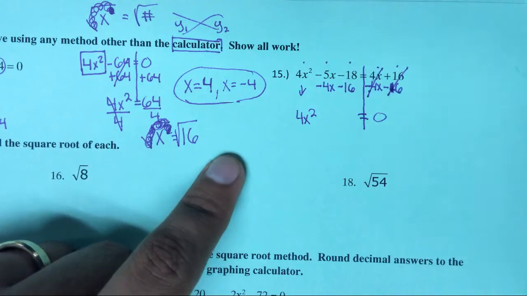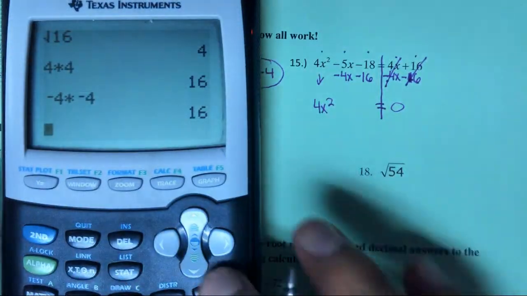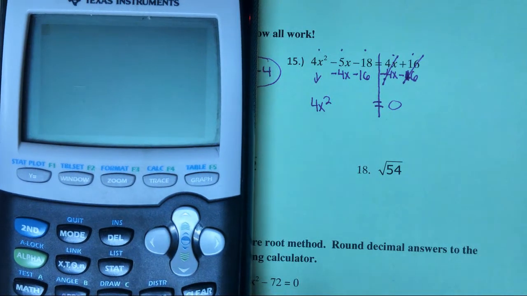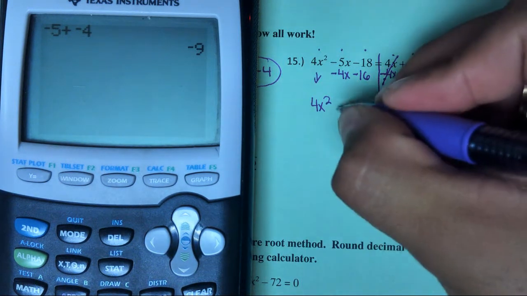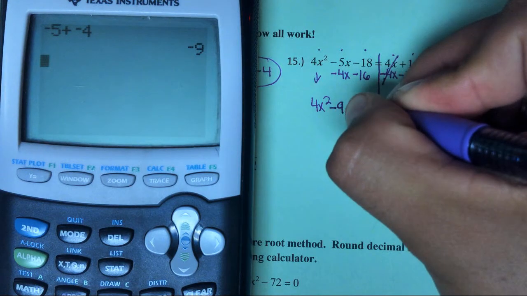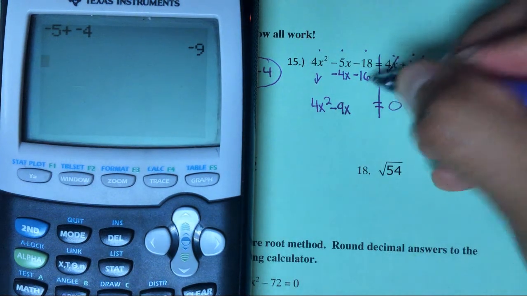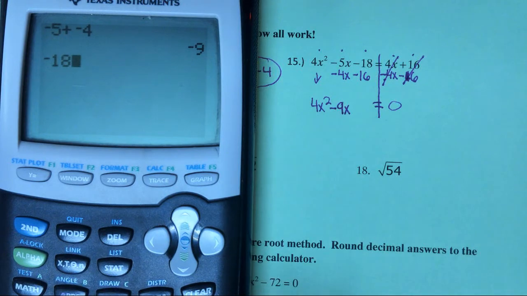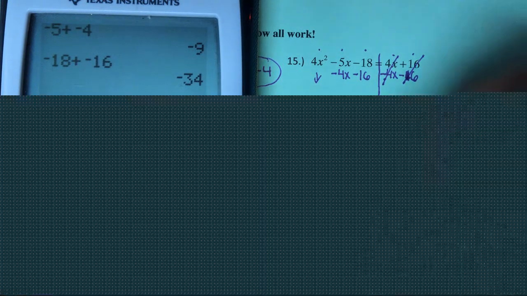These two I should add together. So on your calculator, whenever you're adding 2 negatives, you should do negative 5 plus negative 4. Add those 2 things together, we get negative 9. So then my next thing would be minus 9x. And then these 2 added together, negative 18 plus negative 16, negative 34.